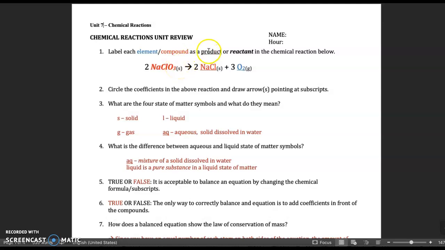It says label each as a product or reactant. Products are underlined here. The reactants are bolded and italicized. That would be what I start with.